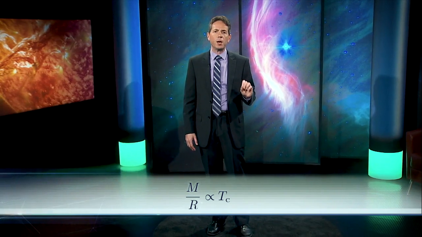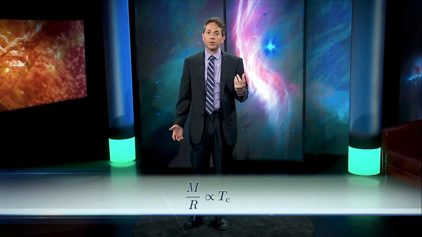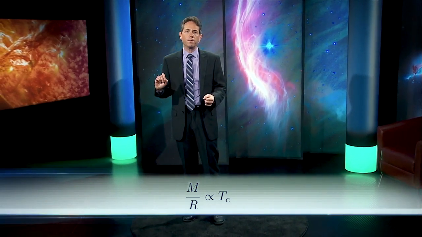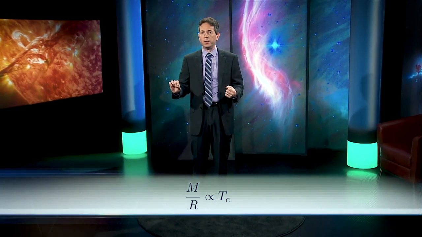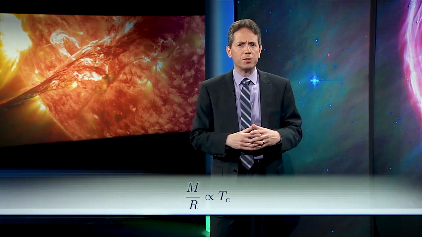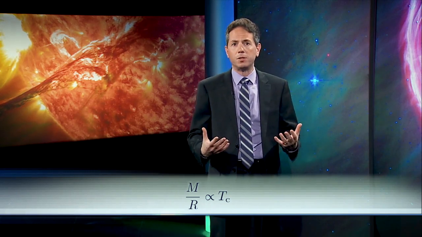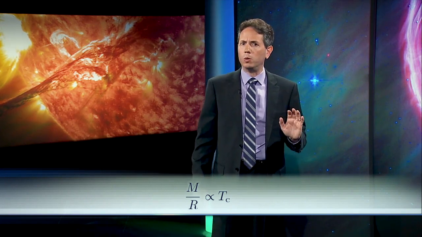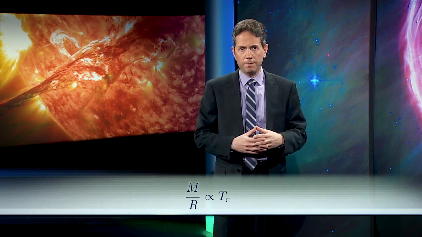We'll dust off a result that we derived a couple of lectures ago. M over R is proportional to the central temperature. We got that by setting the pressure required for hydrostatic balance equal to the ideal gas pressure. We used this equation to show that for stars on the main sequence, which all have the same Tc, R is proportional to M. But now we're talking about stars that aren't fusing hydrogen anymore. There's no reason for the central temperature to be a constant. But as long as we're near equilibrium, it will still be true that M over R is proportional to Tc.